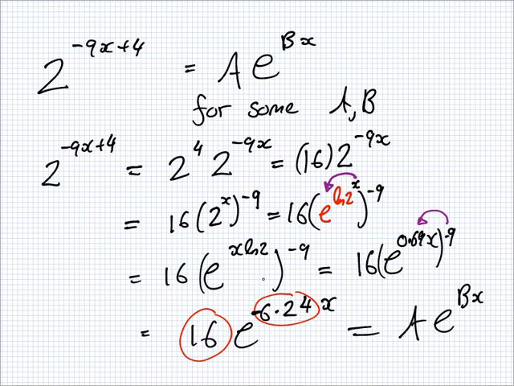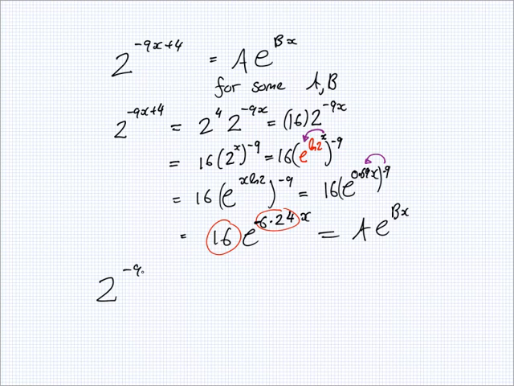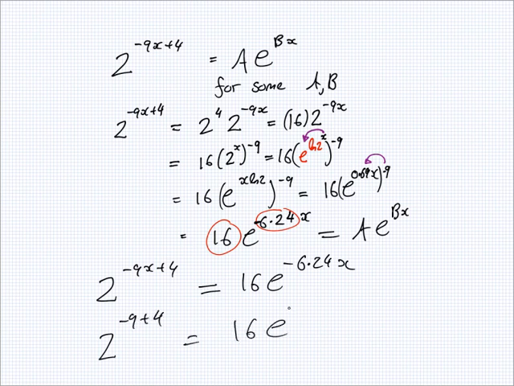Now, if you don't believe that this is actually the same thing, because I'm saying that 2 to the power minus 9x plus 4 is the same thing as 16e to the minus 6.24x, well, you can test it out. If you put in the number 1, I'm saying that 2 to the power of minus 9 plus 4 is the same as 16 to the power of e minus 6.24. You get the same answer. So it is actually useful to change this into this form.